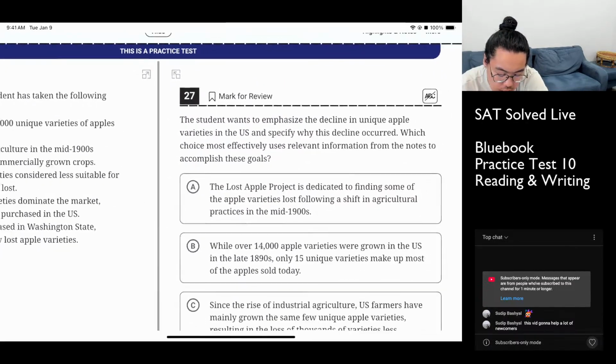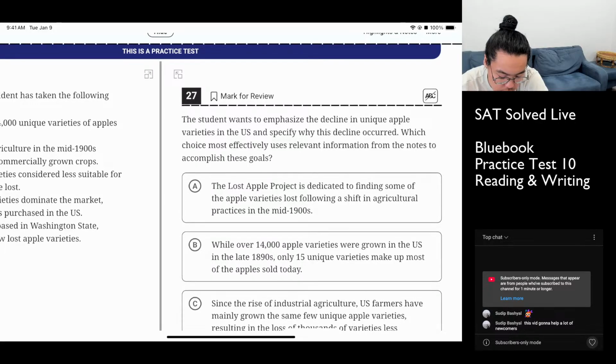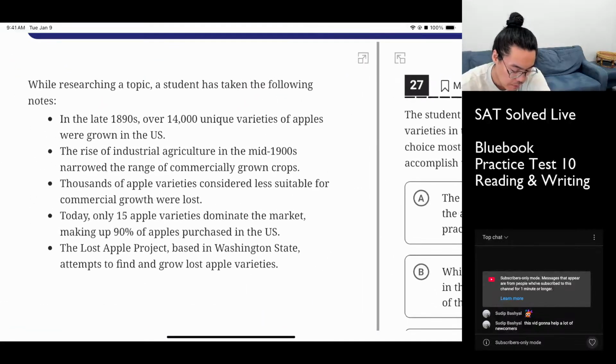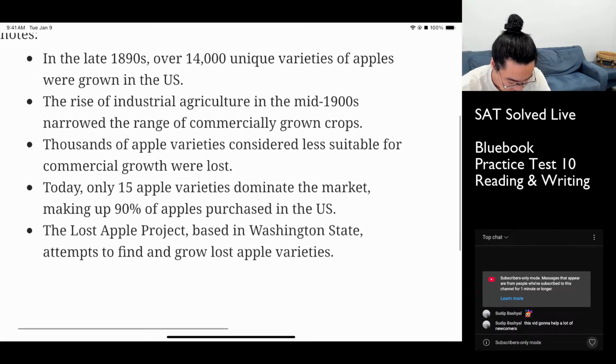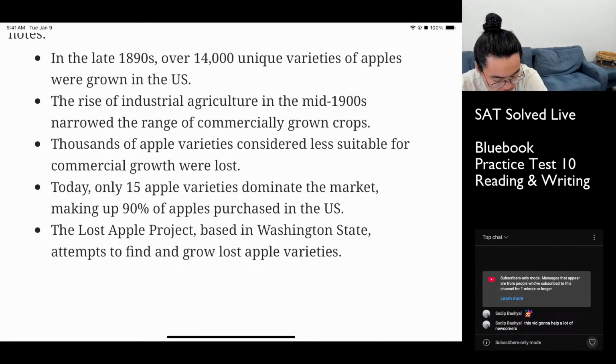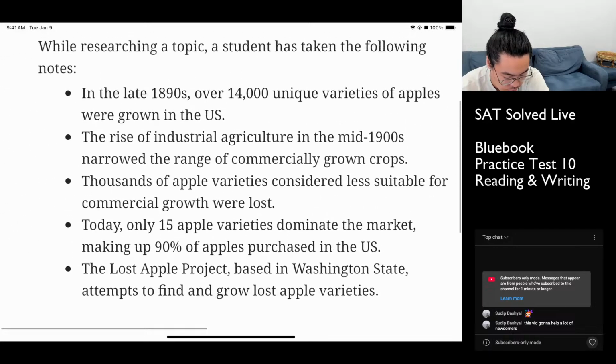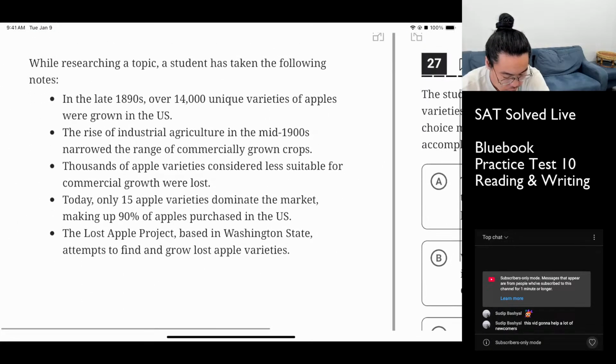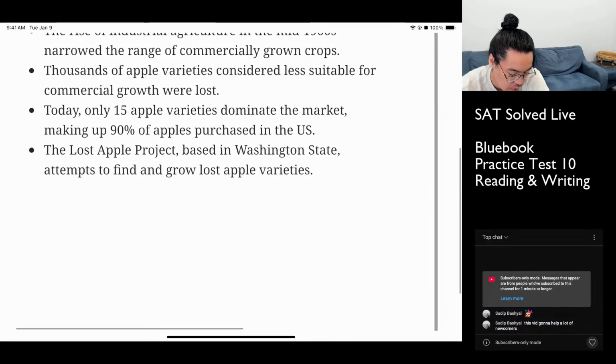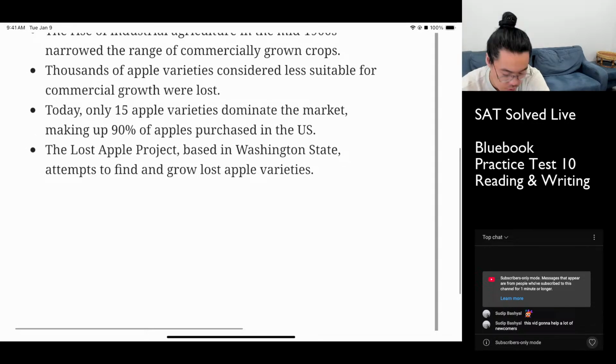Emphasize the decline in apple varieties in the U.S. Okay, so it dropped a lot. And why did this decline happen? We had 14,000. We lost thousands of them. Oh, we only have 15 of them now, mostly. Okay. We used to have 14,000. Now 15 dominate the market. That is emphasizing. And where's the why?